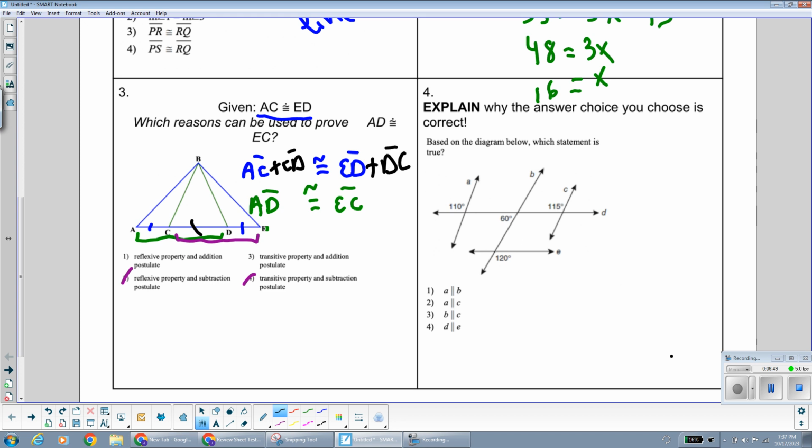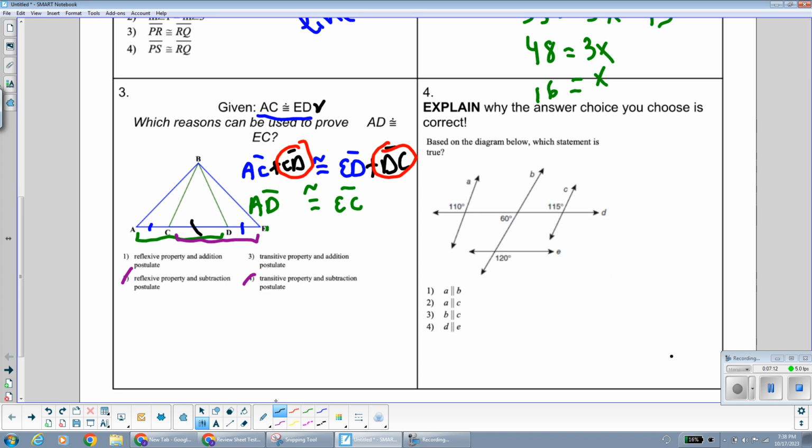So keep in mind, in order for our addition to work, we have to be starting with 2 congruent segments and adding on 2 congruent segments. We know that AC is congruent to ED because that was given to us. I'm going to put a check mark. That was given to us. It's not given to us that CD is congruent to DC.